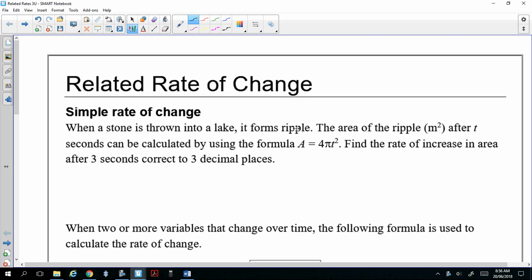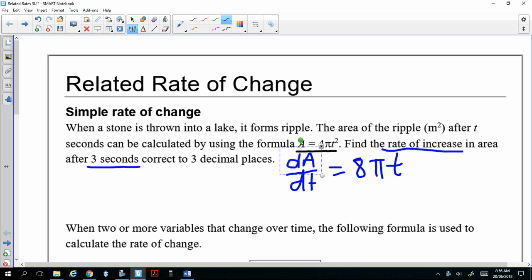When a stone is thrown into a lake, it forms a ripple, and the area of the ripple is given by this formula in terms of time. So to find the rate of increase after 3 seconds, we first find the rate by differentiating A. So dA/dt equals 8πt. So that's the formula for the rate.